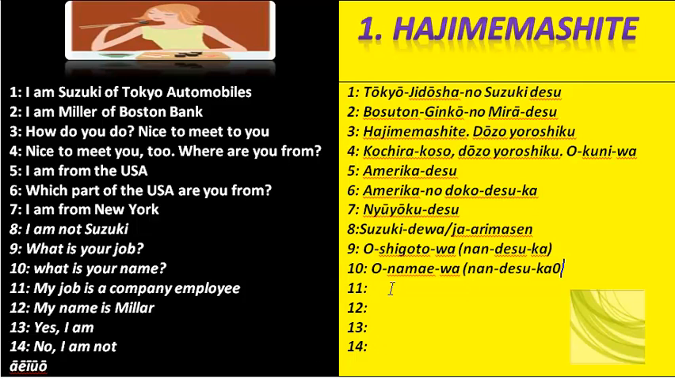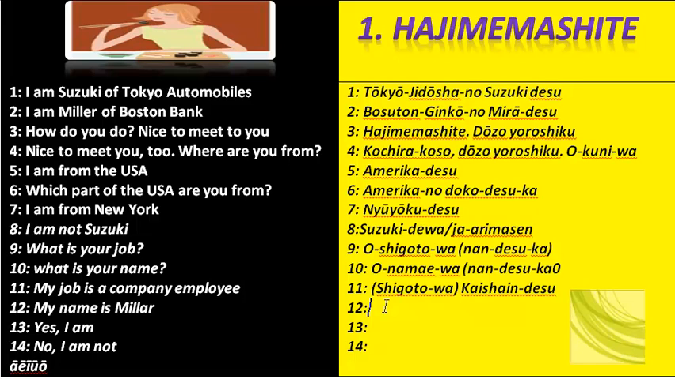Right, number 11. Pardon me. My job is a company employee. So you say, as for my job. So here we go. Shikoto. Okay, wa. So shikoto wa. Okay, employee is kai shindesu. So here, now you could have just had that saying employee am.